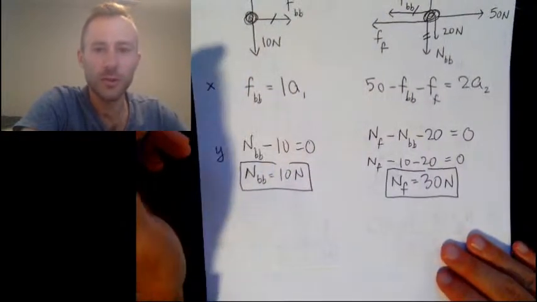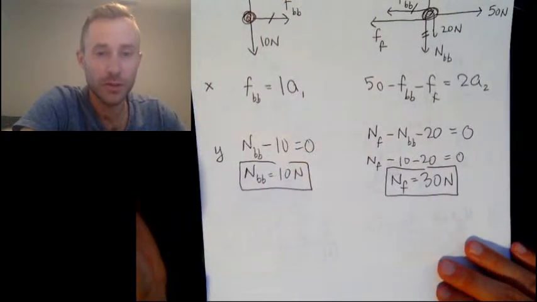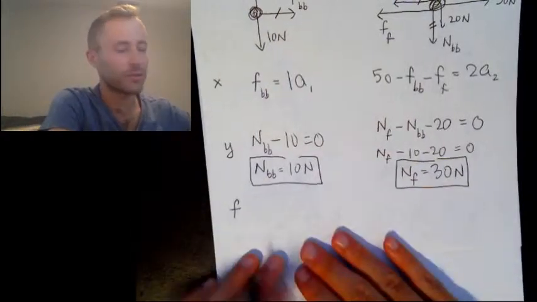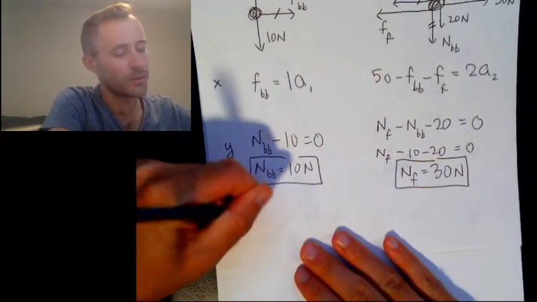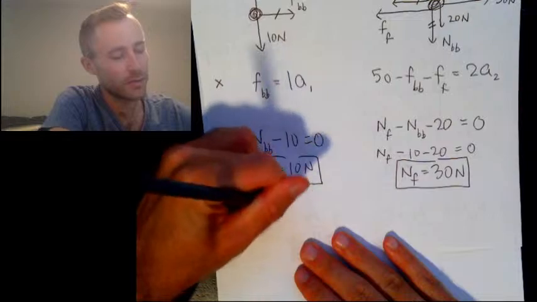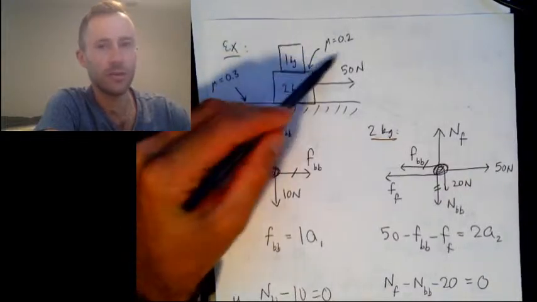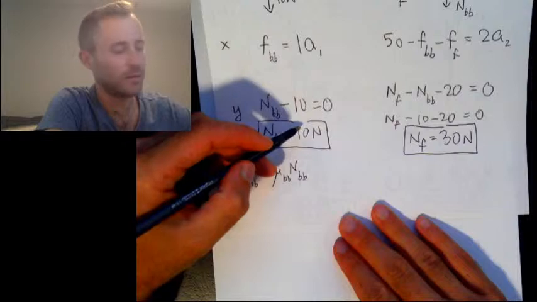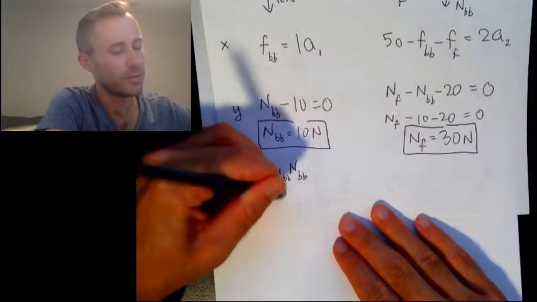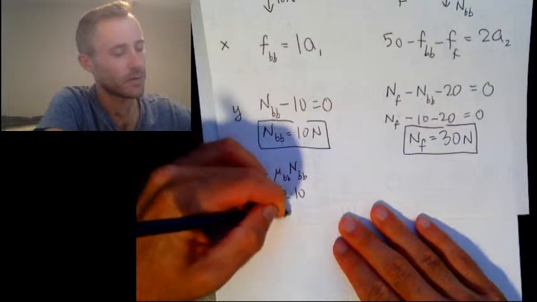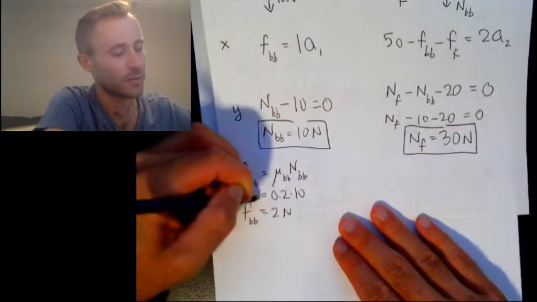Once I know normal force, that's going to allow me to get friction. So the friction between the blocks is the coefficient of friction between the blocks times the normal force between the blocks. The coefficient of friction between the blocks is 0.2. The normal force between the blocks is 10. So we get 0.2 times 10, or 2 newtons. That is the friction between the blocks.